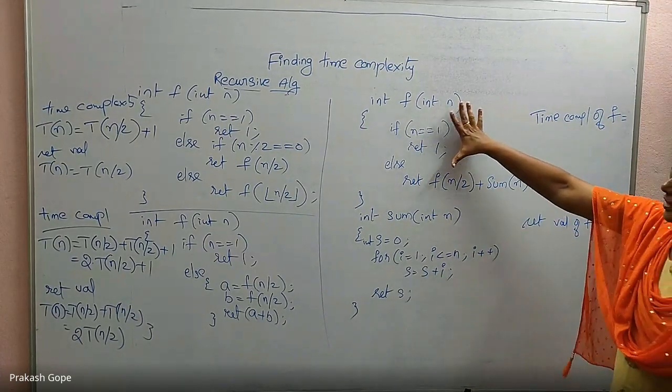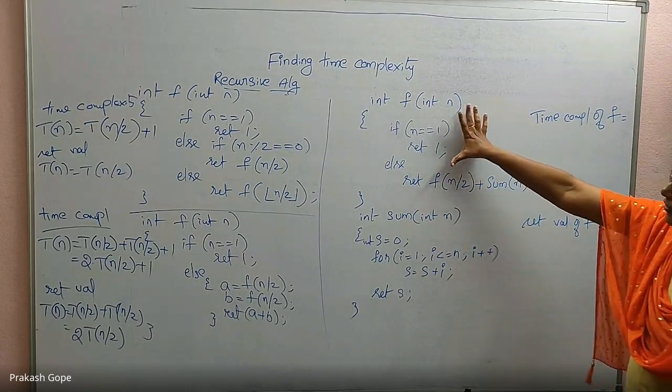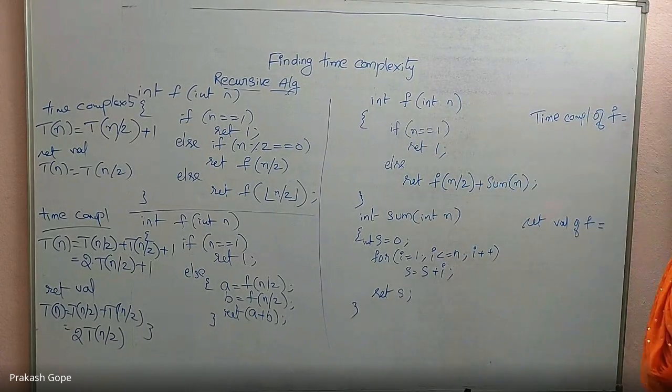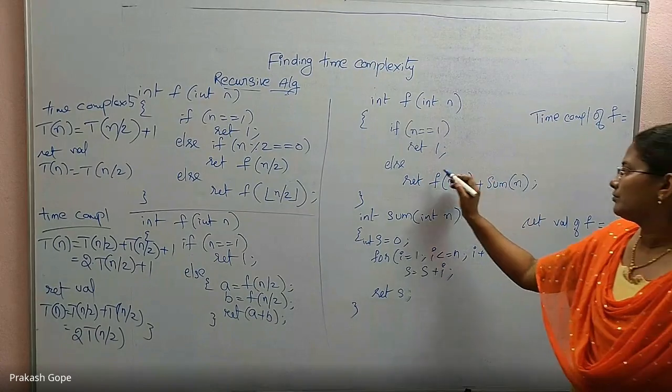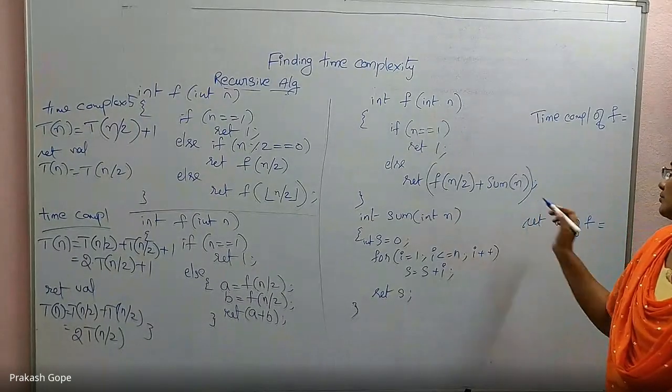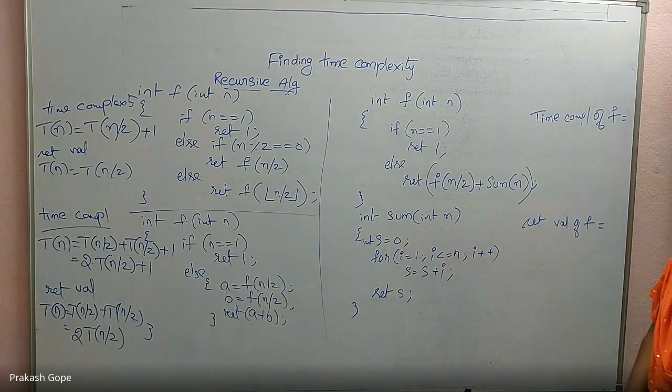We are interested in this f function. What is the time complexity of this f? What is the return value of this f? Give me the recurrence relation. T of n equal to T of n by 2 plus n, ma'am.